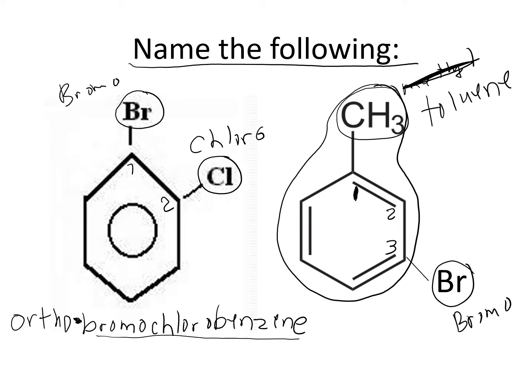So to name this compound, it would be bromotoluene. And then the locations are 1 and 3, so that would be meta. So it's meta-bromotoluene.